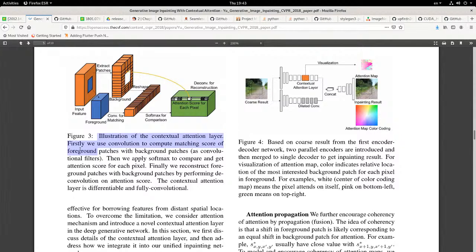Illustration of the contextual attention layer. Firstly, we use convolution to compute matching score of foreground patches with background patches as convolutional filters. Then we apply softmax to compare and get attention score for each pixel. Oh, interesting. So it sounds like they consider a background and a foreground, and they have two different attention mechanisms for each.